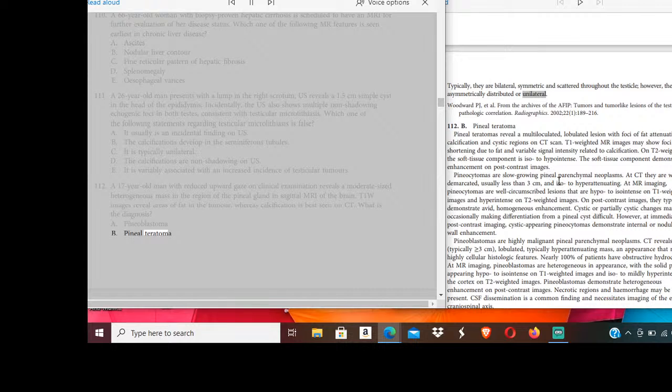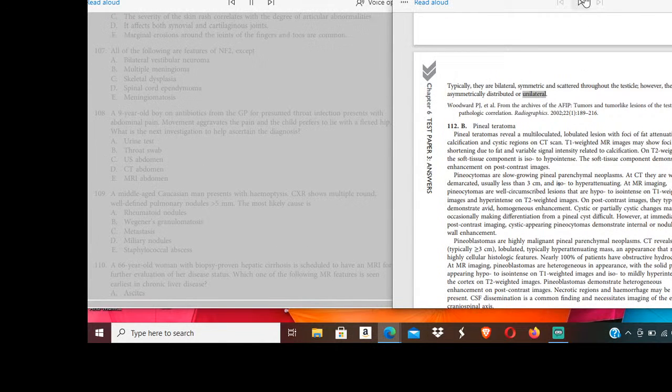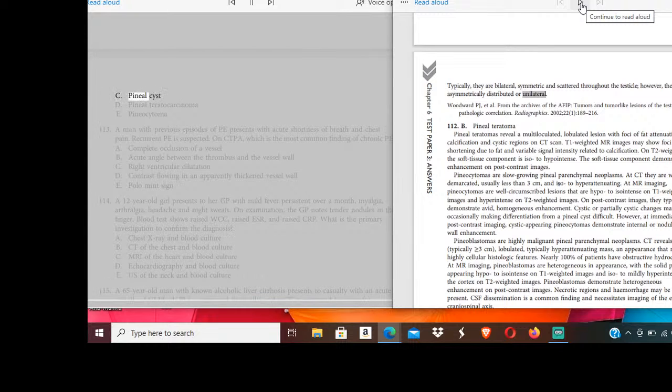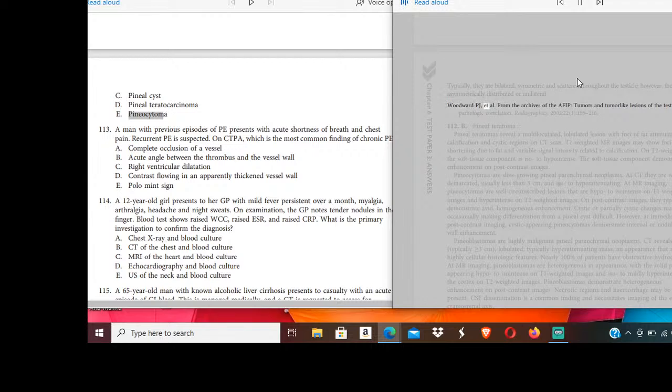Pineoblastoma. B. Pineal teratoma. C. Pineal cyst. D. Pineal teratocarcinoma. E. Pineocytoma. Woodward P.J., et al. From the archives of the AFIP, Tumors and Tumor-like Lesions of the Testis, Radiologic Pathologic Correlation. Radiographics. 2002, 22, 1189-16.